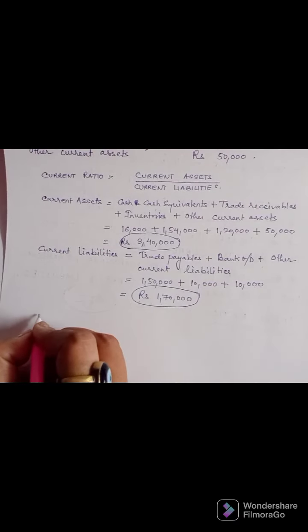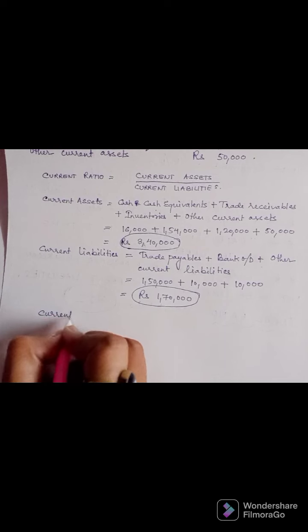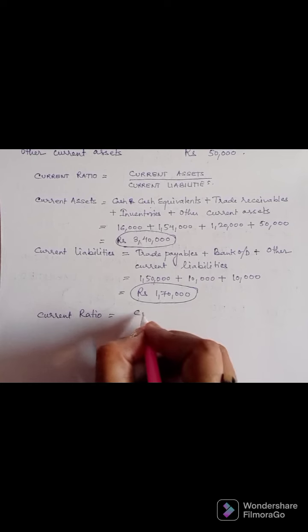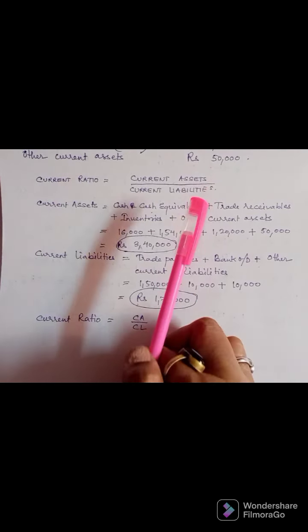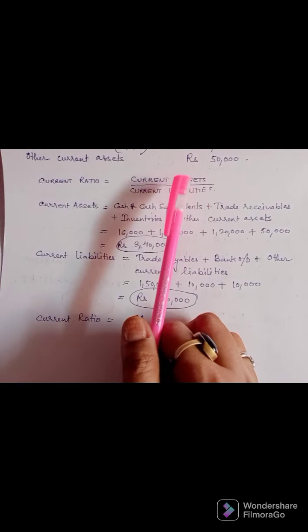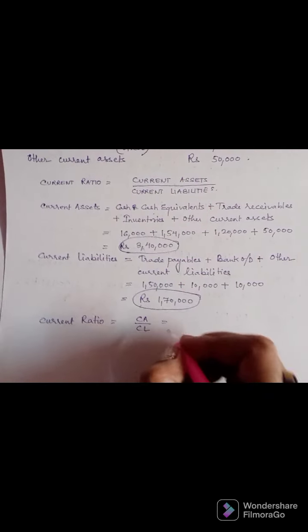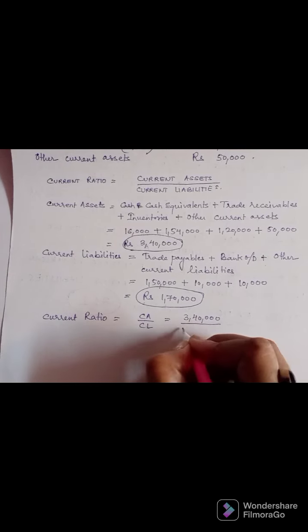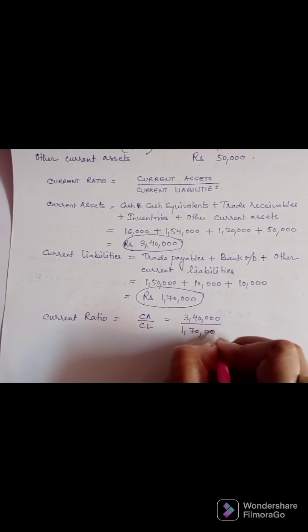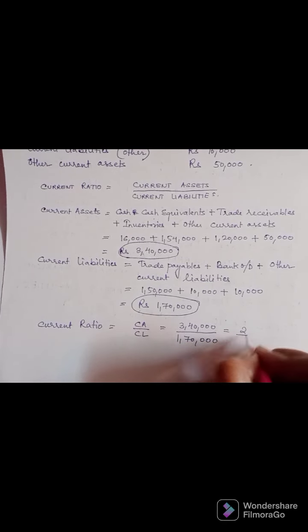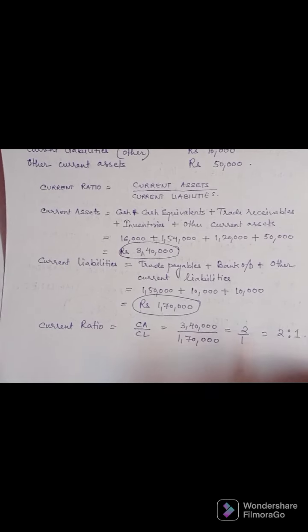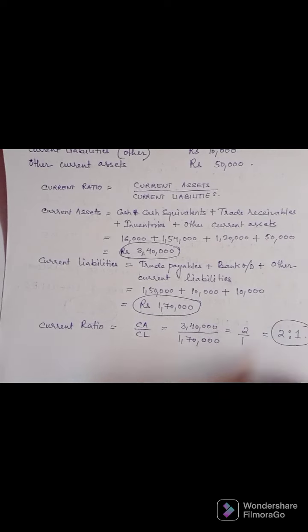So we will now write current ratio. Write the formula once again. This time you can write CA by CL, no problem, since you have already mentioned it once in full form. But don't write CA and CL in the initial part, okay? And you put 3,40,000 divided by 1,70,000. You get it as 2 by 1, which is 2:1. So we have got this.